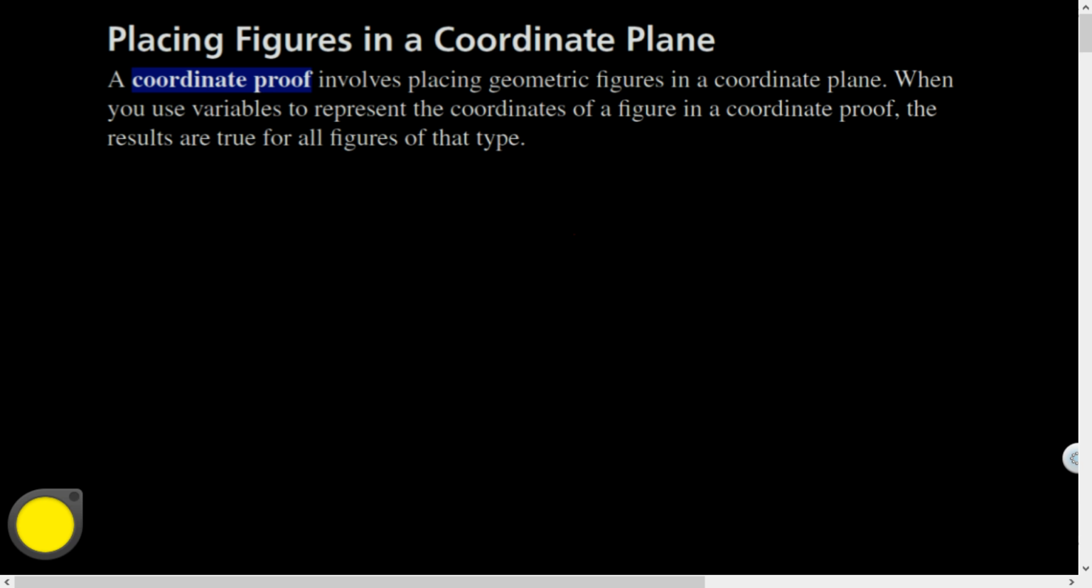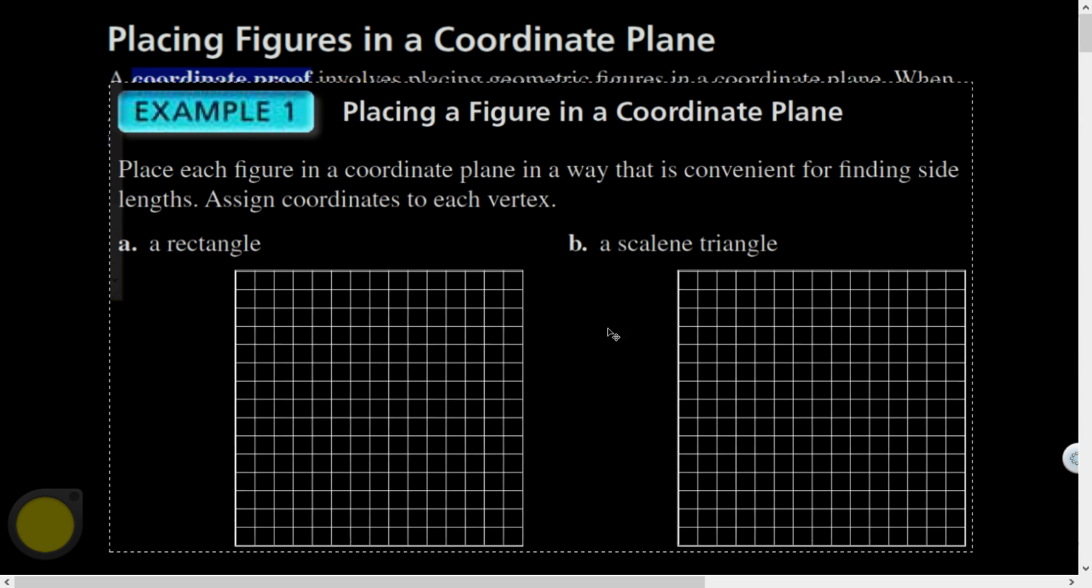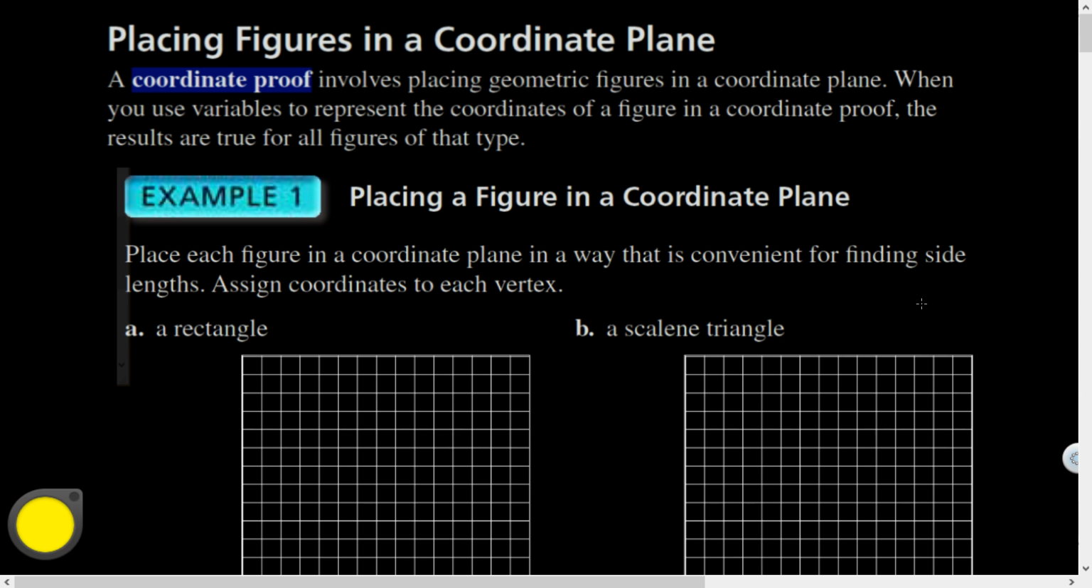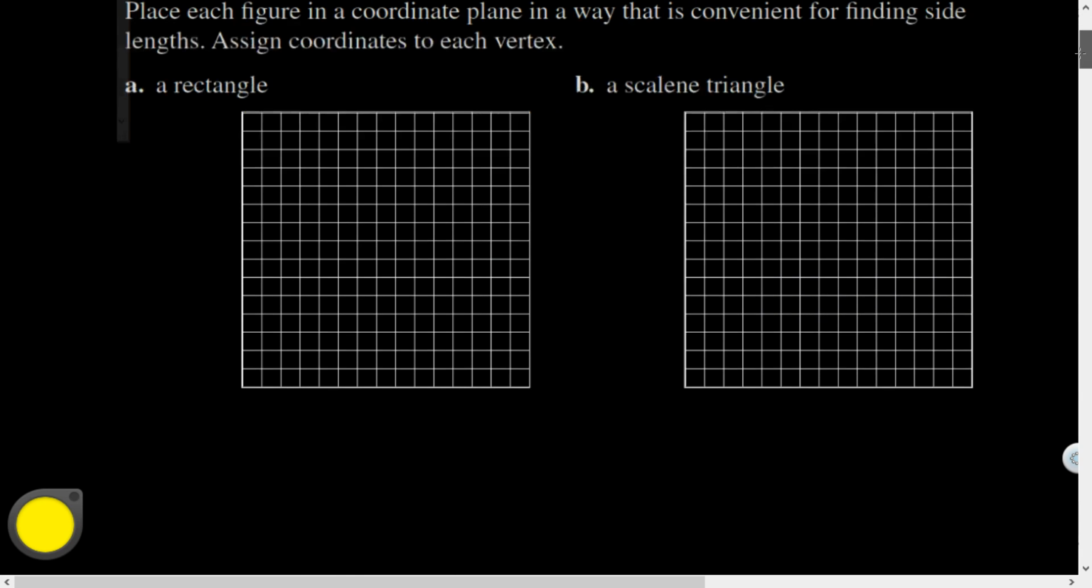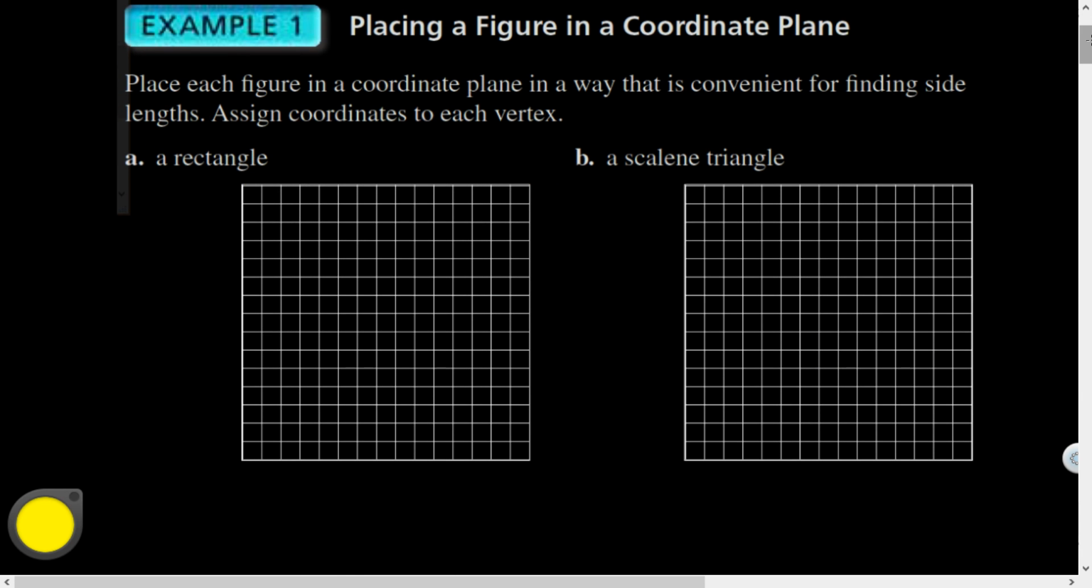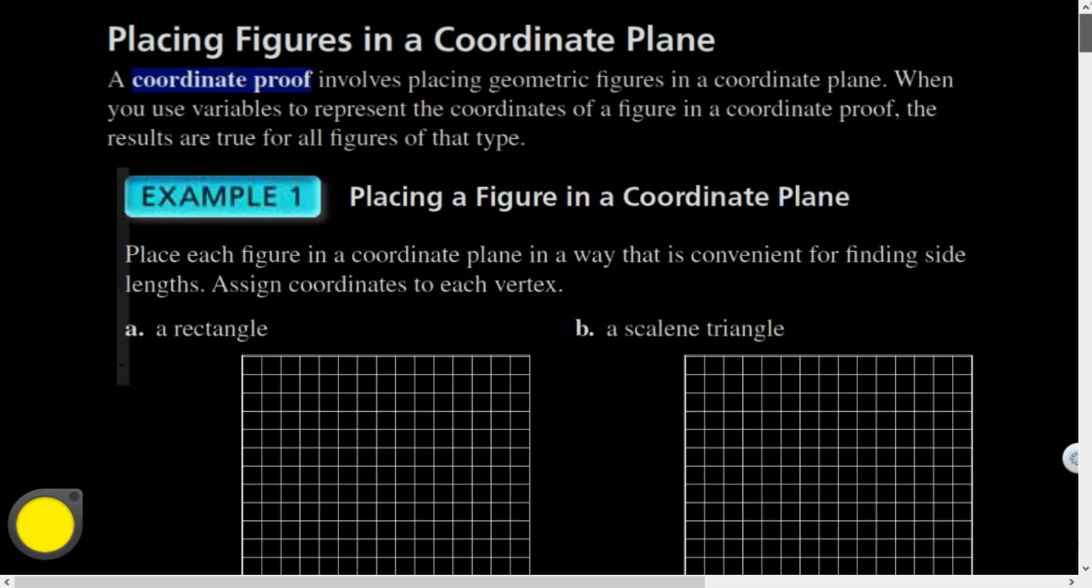Now, this first part we're going to be jumping into is the idea of placing a figure on the coordinate plane, because it turns out if I'm doing a proof on the coordinate plane, I can set myself up for success or a significant amount of difficulty. And so we are going to try to set ourselves up for an easier time rather than one that is more difficult.